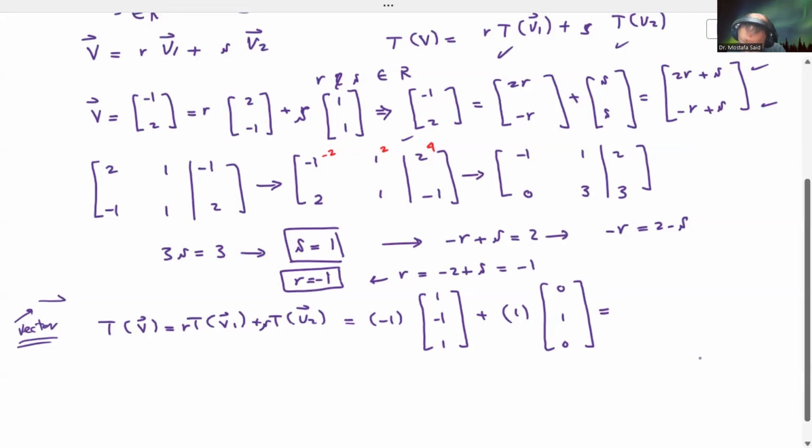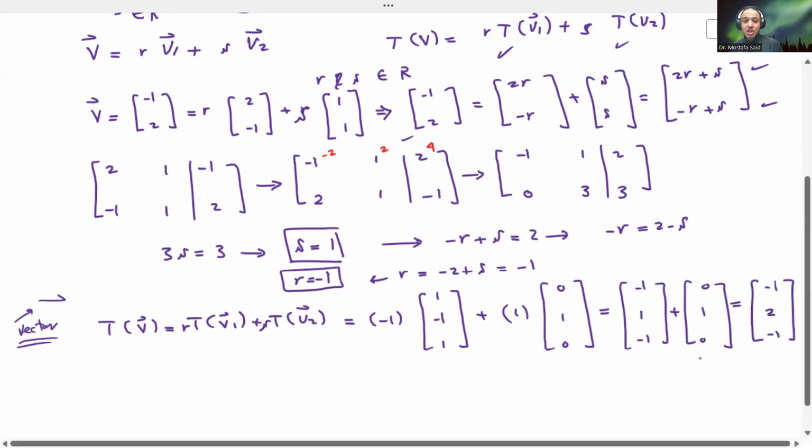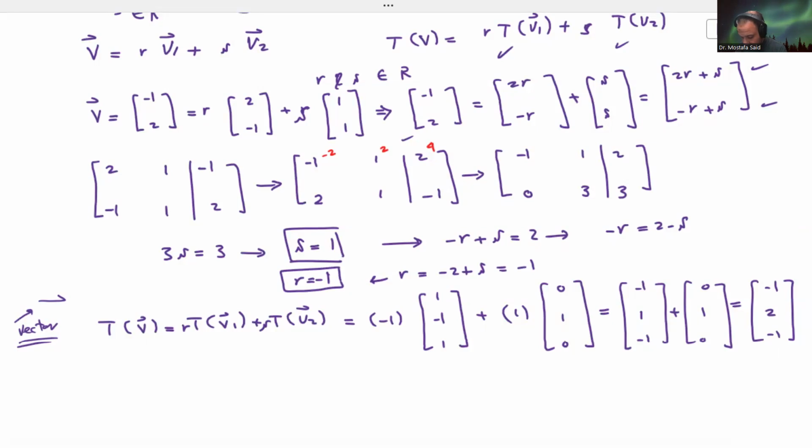So that will be basically minus 1, 1, minus 1, added to 0, 1, 0. So we're going to have minus 1, we're going to have 2, we're going to have minus 1. And that's actually the answer in the book if you want to check, okay? It will be minus 1, 2, and minus 1. That's the first solution.